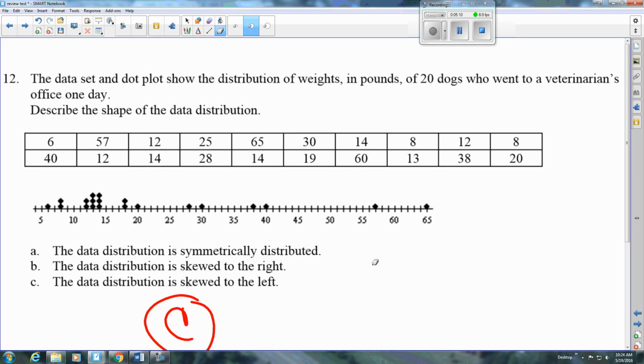The data set and plot distribute the weights in pounds of 20 dogs who went to the veterinarian's office. Describe the shape of the data distribution. I don't know if this is the correct answer, so hold up, I'm going to check that. Yeah, I was thinking about it wrong. The data distribution is skewed left because the majority of the data is to the left, so that's why.